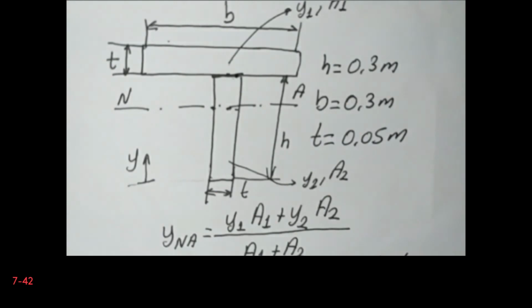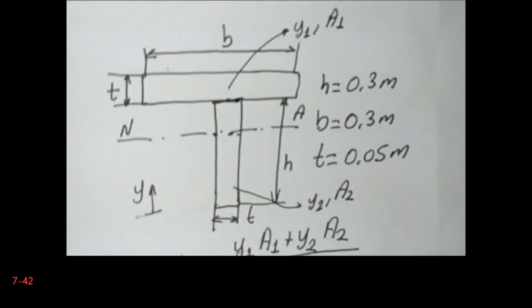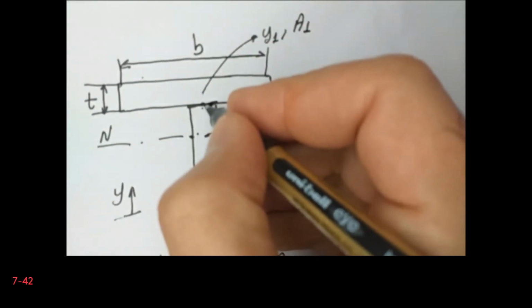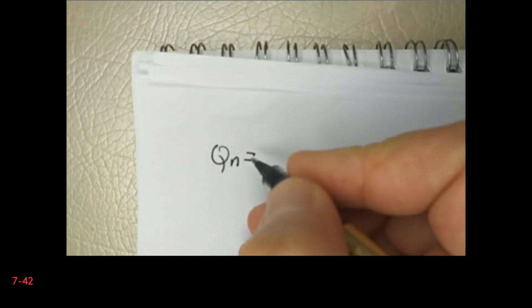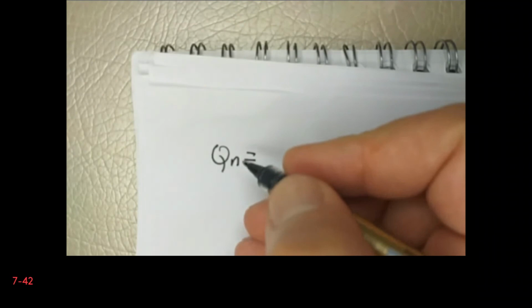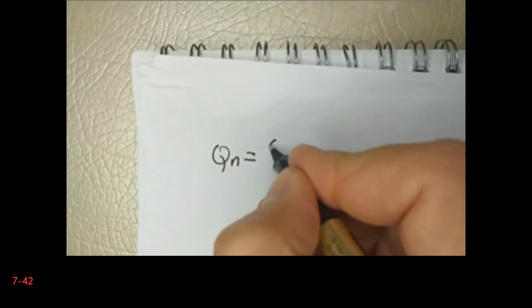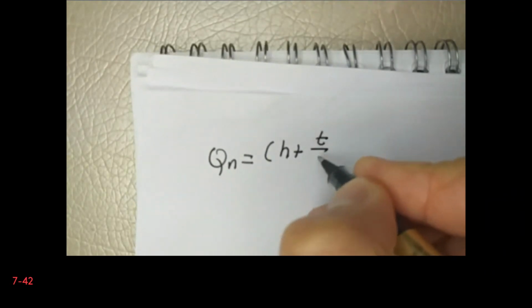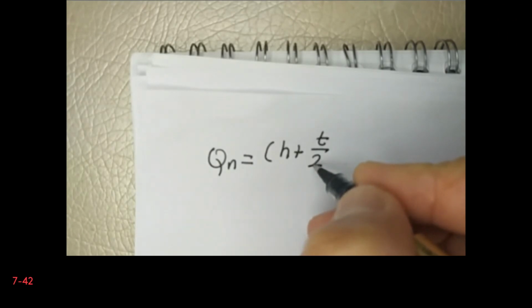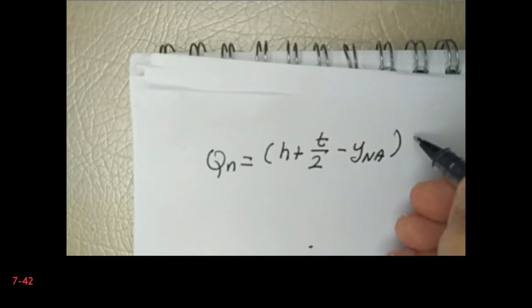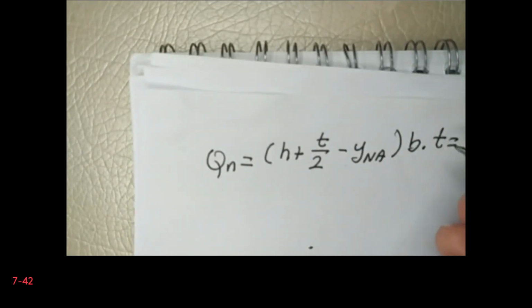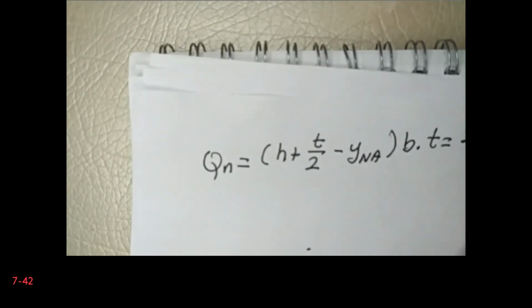Okay, so let's calculate the first moment of the area for this particular location, that is Qn, Q nails. So we will consider the area above the vertical part. It has the centroid at (h plus t) divided by 2 minus y_NA, multiplied by b times t. And if we put the values, what you are going to get is 1.05 times 10 to the power minus 3 meters cubed.